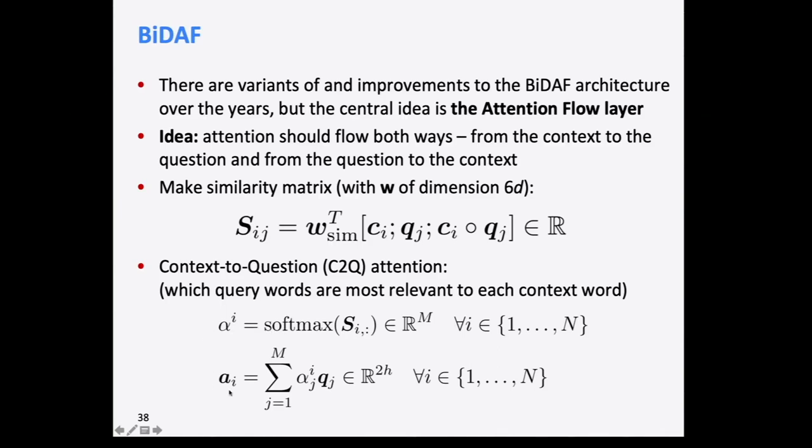And then you're coming up with a new representation of the ith position, which is the attention-weighted average of those question words. So you're having the attention-weighted view of the question mapped onto each position in the passage.